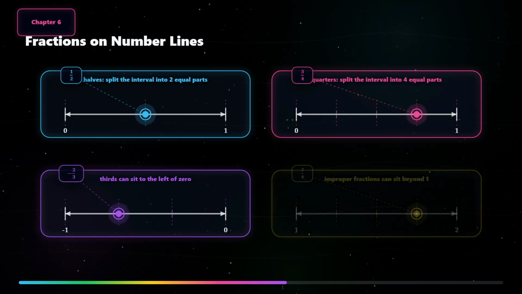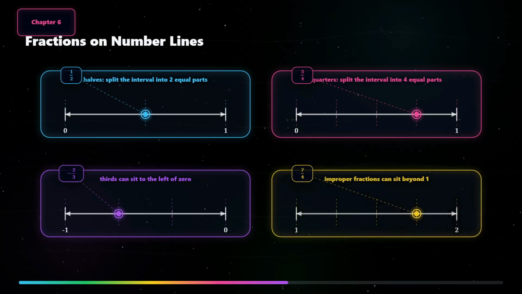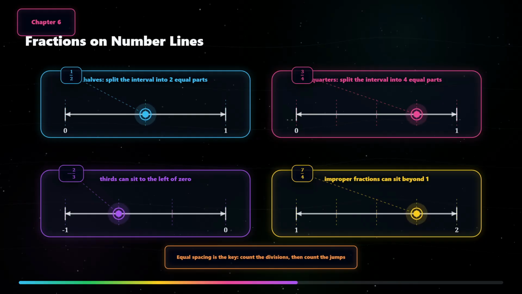Fractions can also be bigger than 1. 7/4 is an improper fraction because the numerator is bigger than the denominator. 4/4 make 1 whole, so 7/4 is 1 whole and 3 more quarters. That means 7/4 sits between 1 and 2. So the method is the same each time. Find the interval, split it into equal parts using the denominator, count the jumps using the numerator. Then check whether the fraction is positive, negative, or bigger than 1.